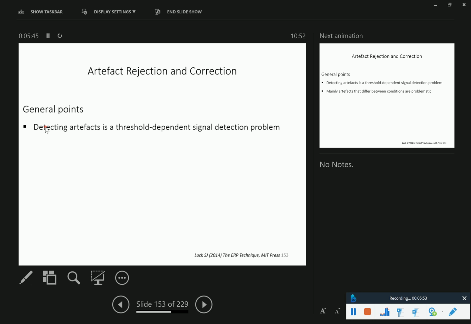If you use a more stringent criterion, then you will have more false alarms. If you have a less stringent criterion, then you will have, of course, more misses. So you always have these kind of signal detection trade-offs in artifact rejection and correction.